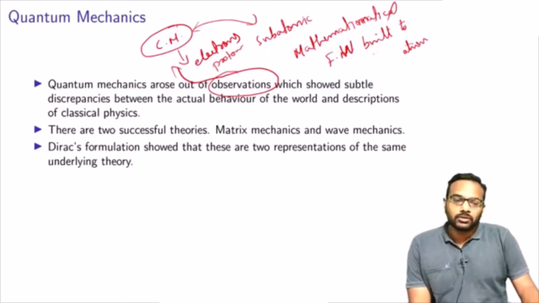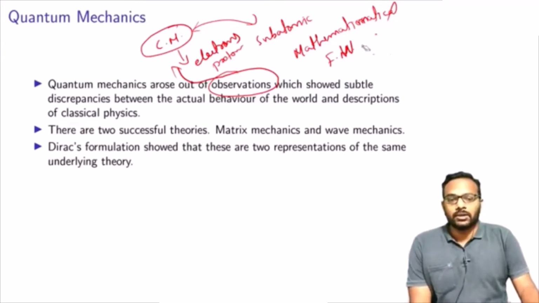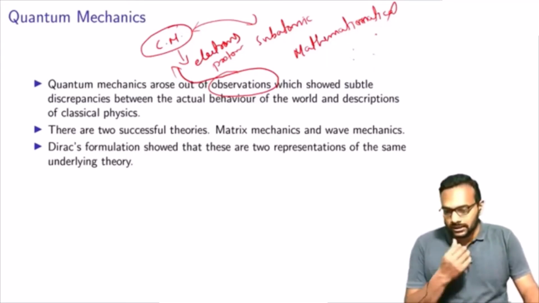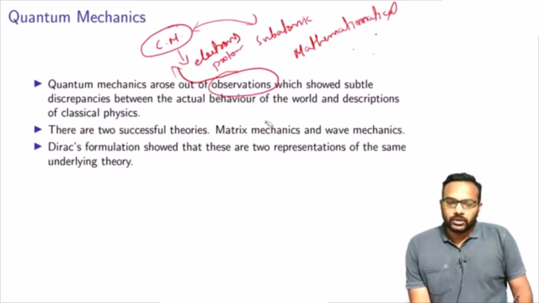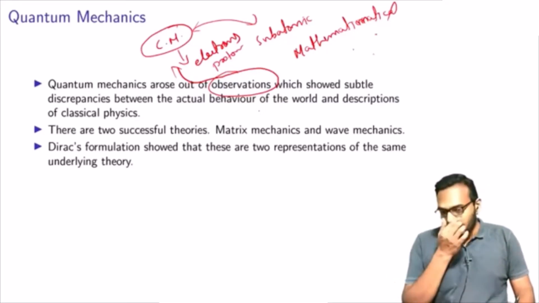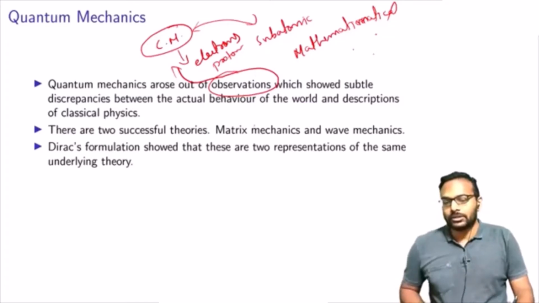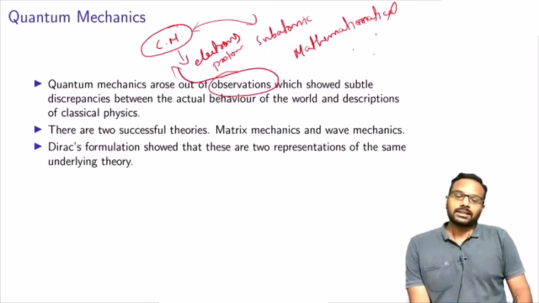So, quantum mechanics was forced upon us by all these experimental observations, or experimental results. So much data was accumulated which could not make sense in the classical mechanics framework. And people started trying to construct theories, and there were two successful theories in the beginning.